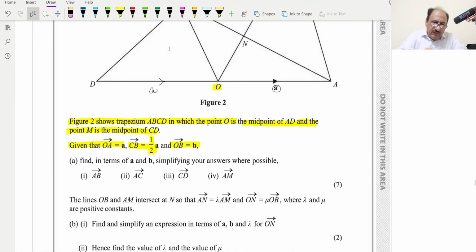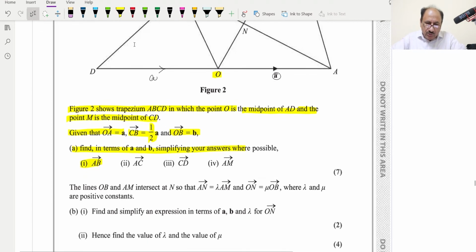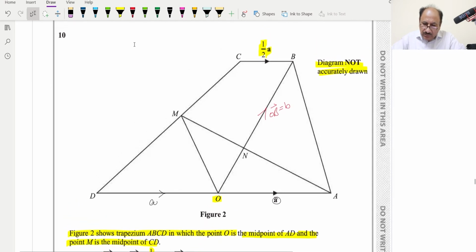Find in terms of A and B, simplify your answer where possible. First target is to find AB. So AB will be this direction.